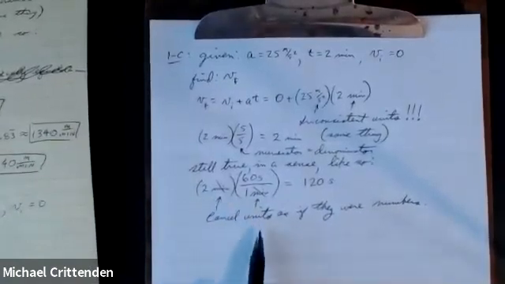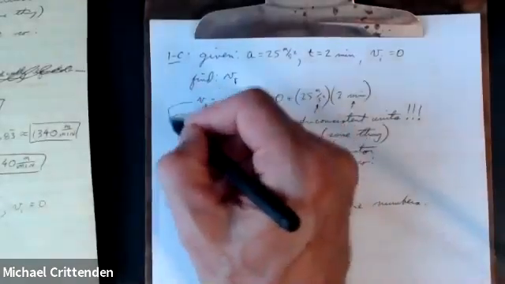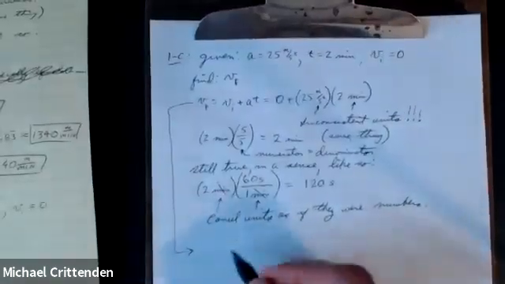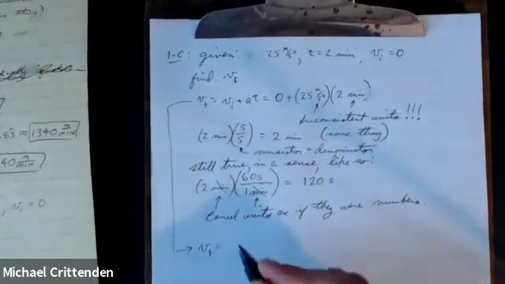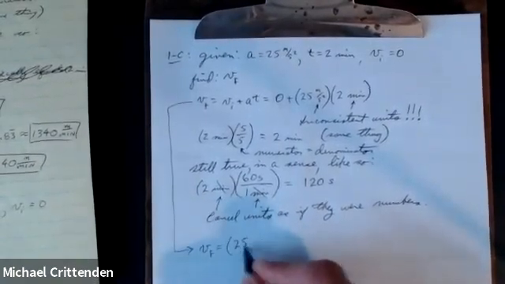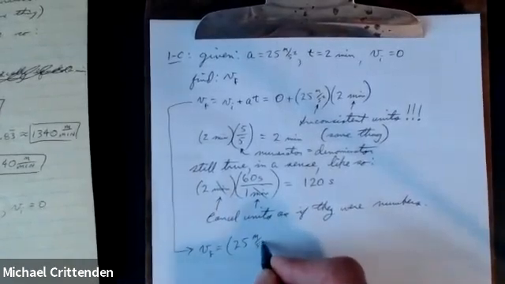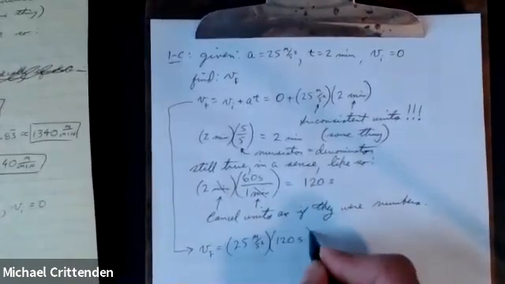Cancel the units as if they were numbers, and you're left with seconds. Okay, so back at the problem with the rocket, the final velocity equals 25 meters per second squared times 120 seconds.